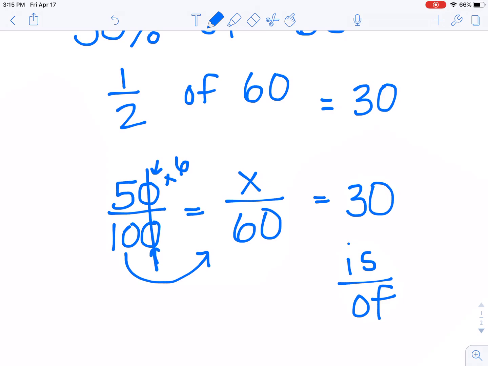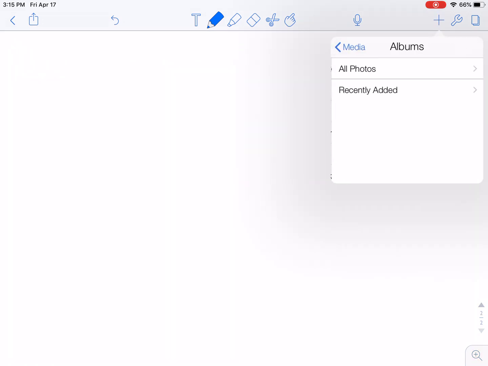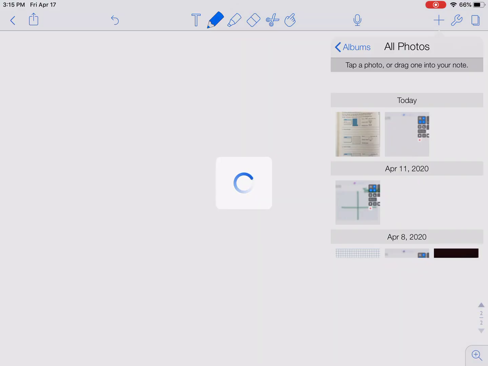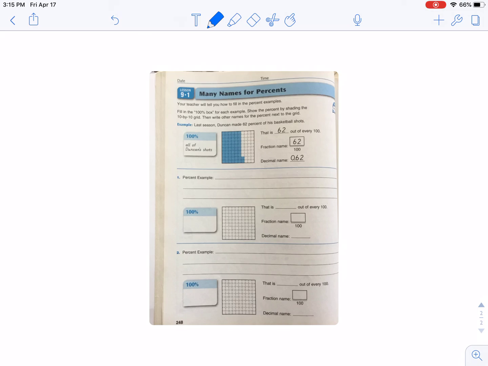Okay, so now I'm going to go down to this page, and I'm going to pull in this photo, and then I want you guys to download this. And we're going to do this page together. So it says many names for percents. Your teacher's going to tell you how to fill in the percent examples. Fill in the 100% box for each example. Show the percent by shading. So they gave us an example.